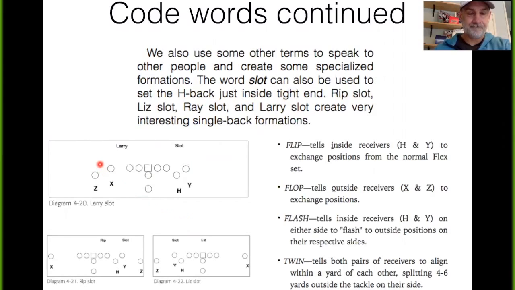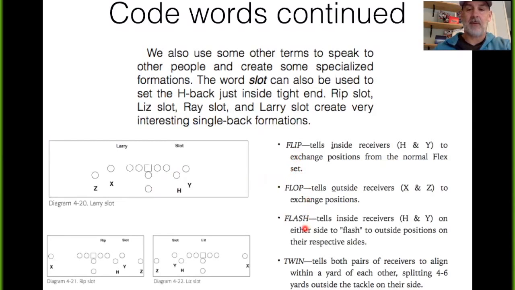Now remember, you've got Larry with the Z and X going with the L of the L word. Y goes opposite. Now usually opposite, the Y at the end of Larry lines him up tight. But if we use the code word slot, it tells the H to go inside the Y. So that's an example of Larry's slot.